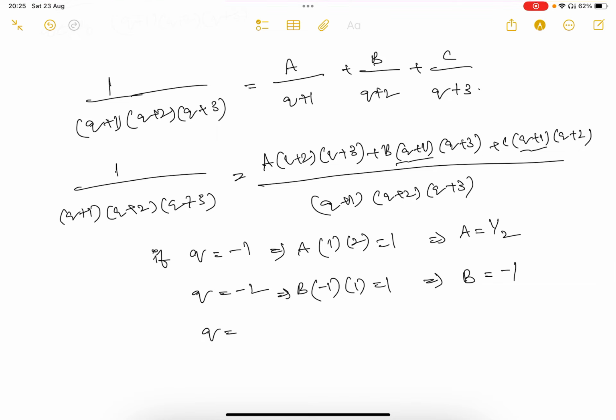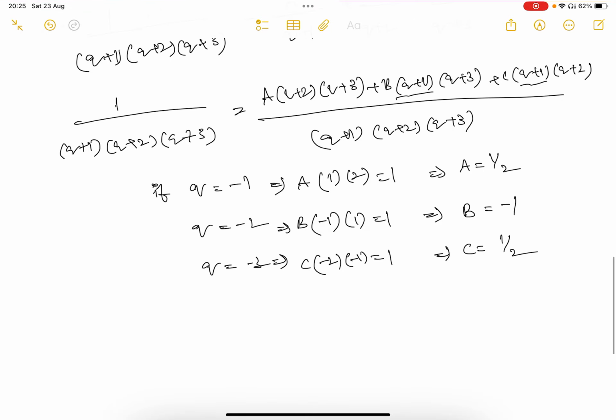If q equal to minus 3, as you can see, a and b will get 0. The coefficients of a and b will get 0. Then this will be c into (minus 3 plus 1) minus 2, (minus 3 plus 2) minus 1, equal to 1. That implies c equal to half.